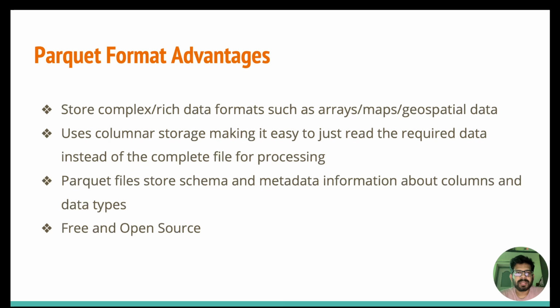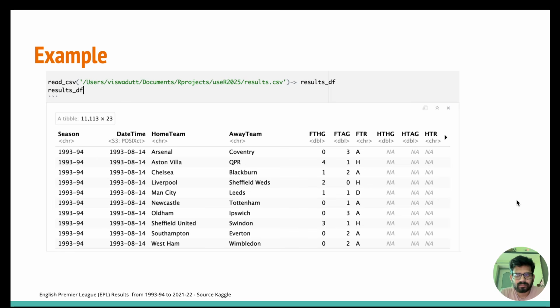Let's unpack this a bit and look at some of the features of the Apache Parquet format. It can store complex and rich data such as arrays, maps, or geospatial data, and it uses columnar storage, making it easy to read just the required data instead of processing the complete file. So if you're only interested in certain columns of the data, you can read only those columns instead of reading the complete file. It also stores the schema and metadata information about the columns along with the data types, and it is a free and open source format.